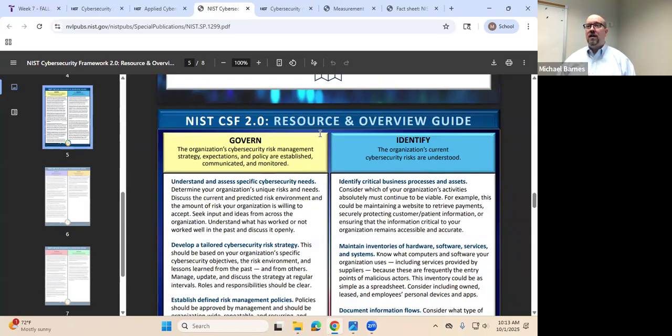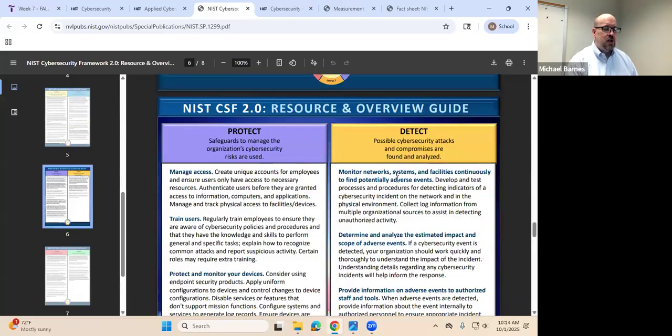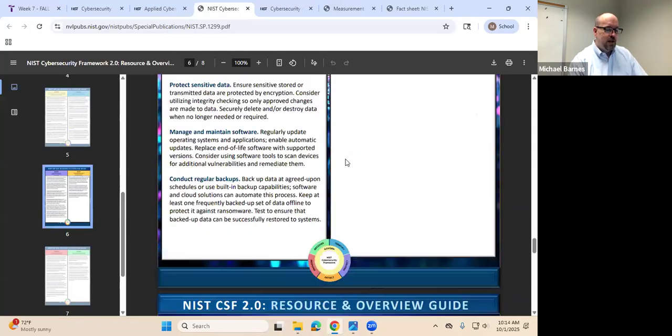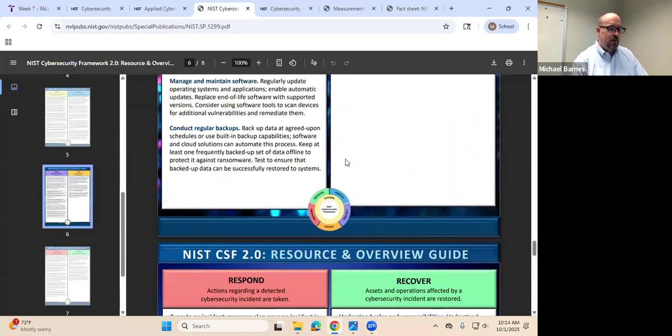But are there some very, very direct correlations? Yes. If I were to say governing, what would the term for that be if we were talking about the COSO control framework? What's the very beginning of the COSO internal control framework? Control environment, yes. Okay, the tone at the top and everything is established. Identification, can we say that probably aligns with risk assessment? Yes. And then here's an interesting one. We have protect, detect, respond, and recover.